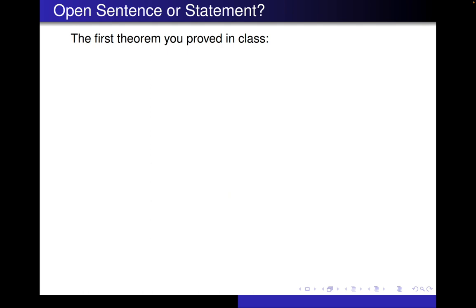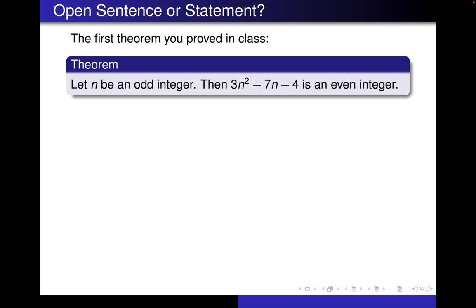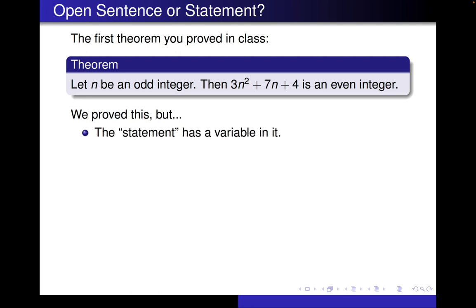All right, so here is the first theorem you proved in class. Let n be an odd integer, then n squared plus 7n plus 4 is an even integer. So we kind of proved this, or we had what we called a proof for this, but I've got to point out some things that now might make you a little bit uncomfortable. First of all, that statement that makes the theorem has a variable in it. See that n? That's a variable.